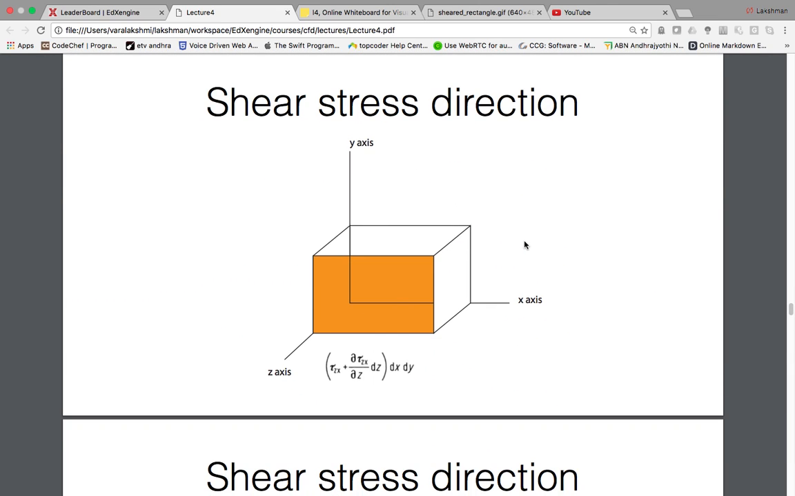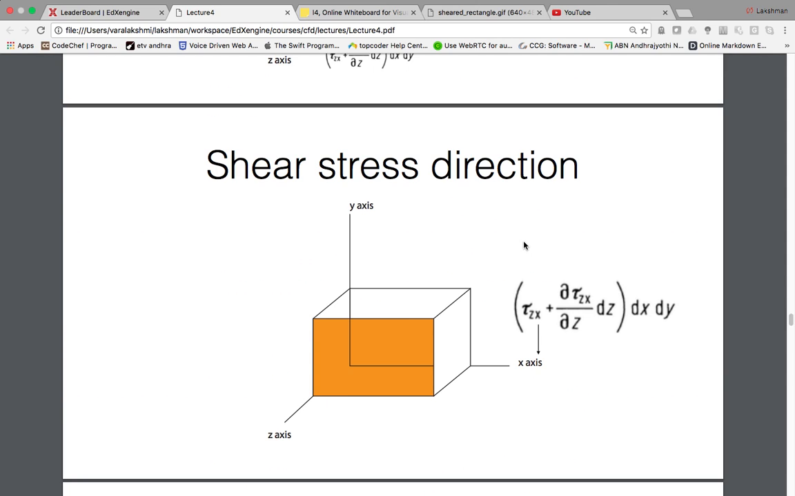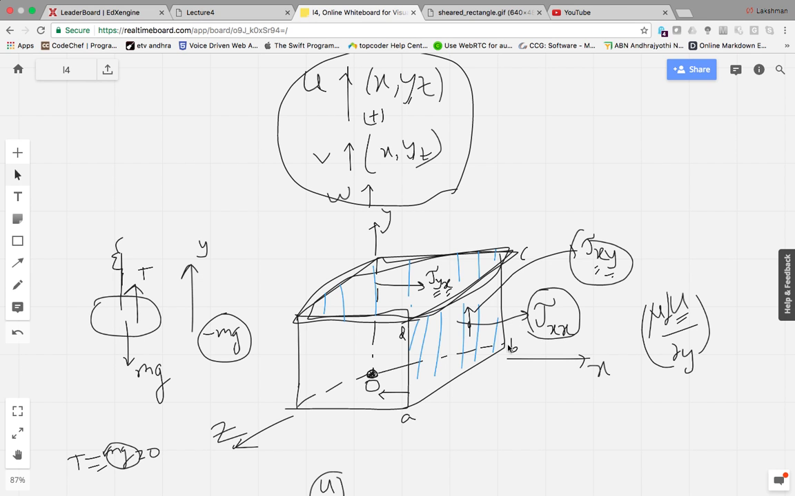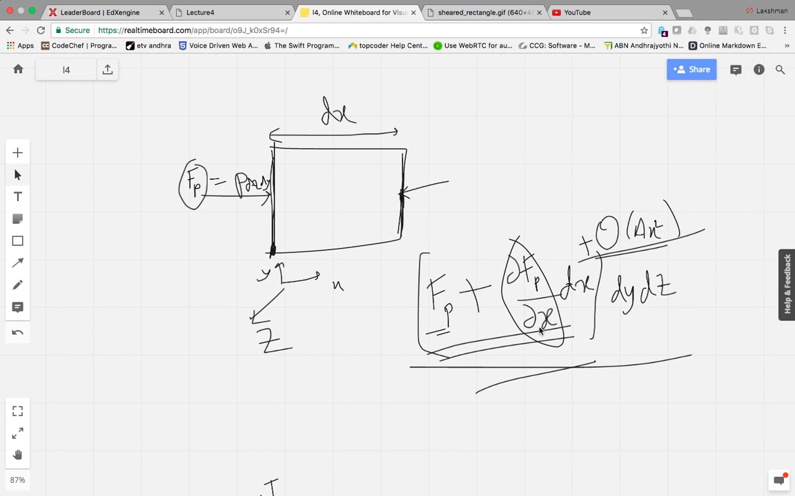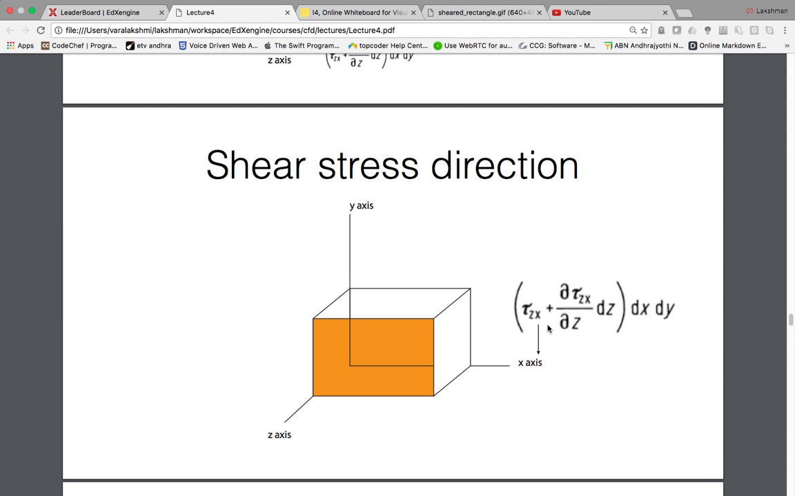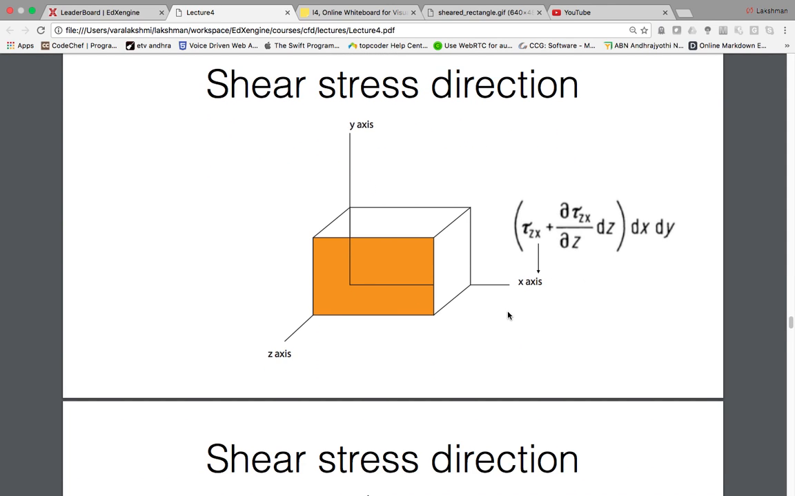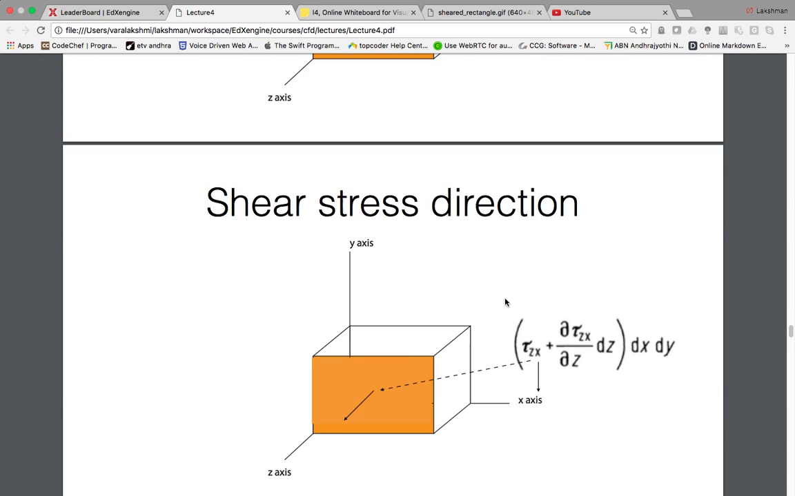Okay, so shear stress direction. This is the same thing I already mentioned, the Taylor series expansion for the force. The same thing applies in this particular slide: the Taylor series expansion is used on the stress tensor or the shear stress force. Basically, the Taylor series expansion holds for anything. It's just a general quantity, it holds for any quantity.